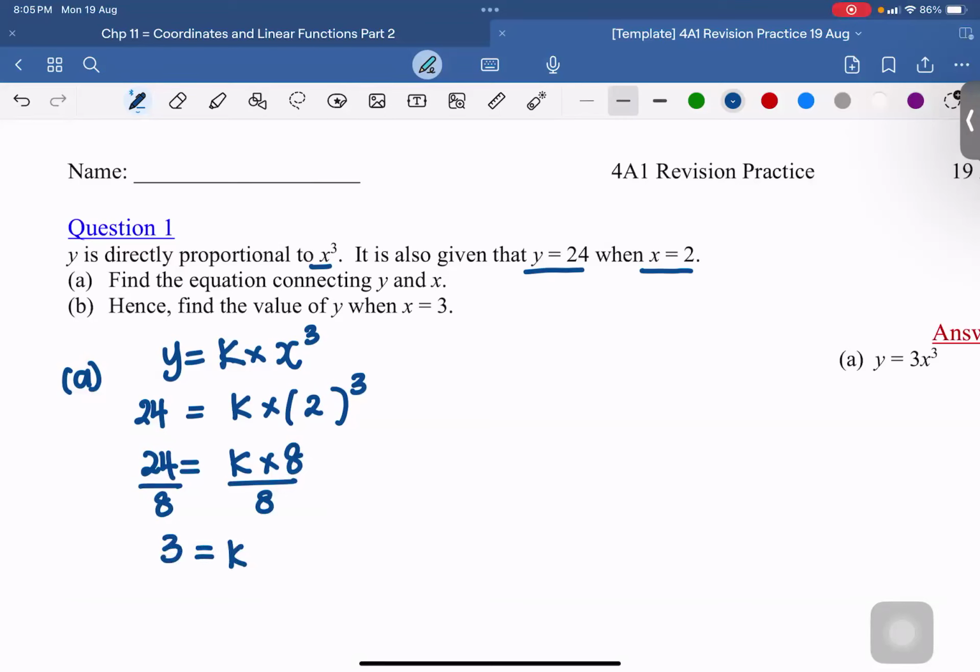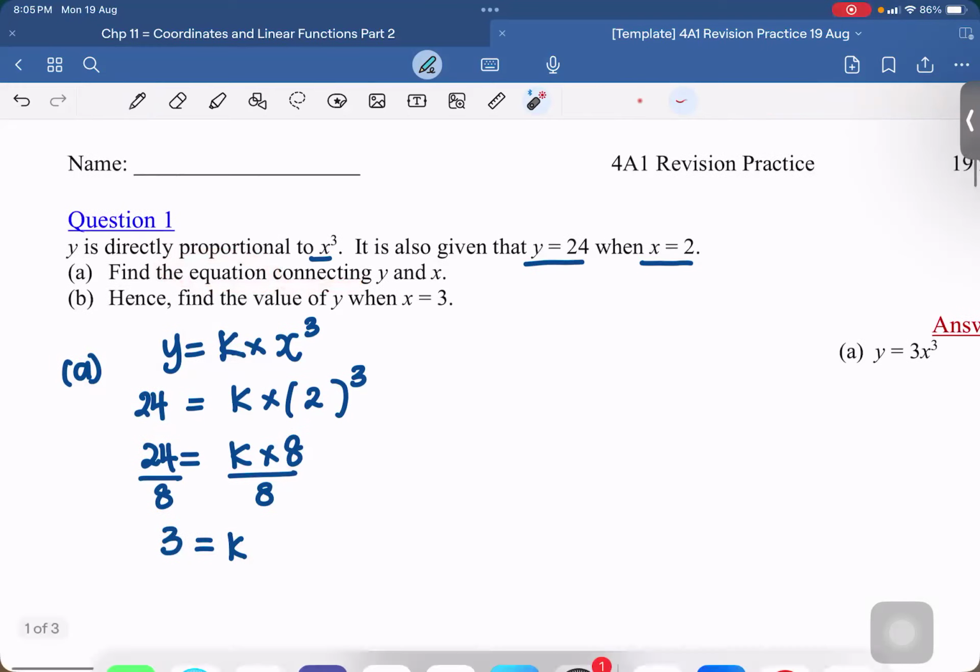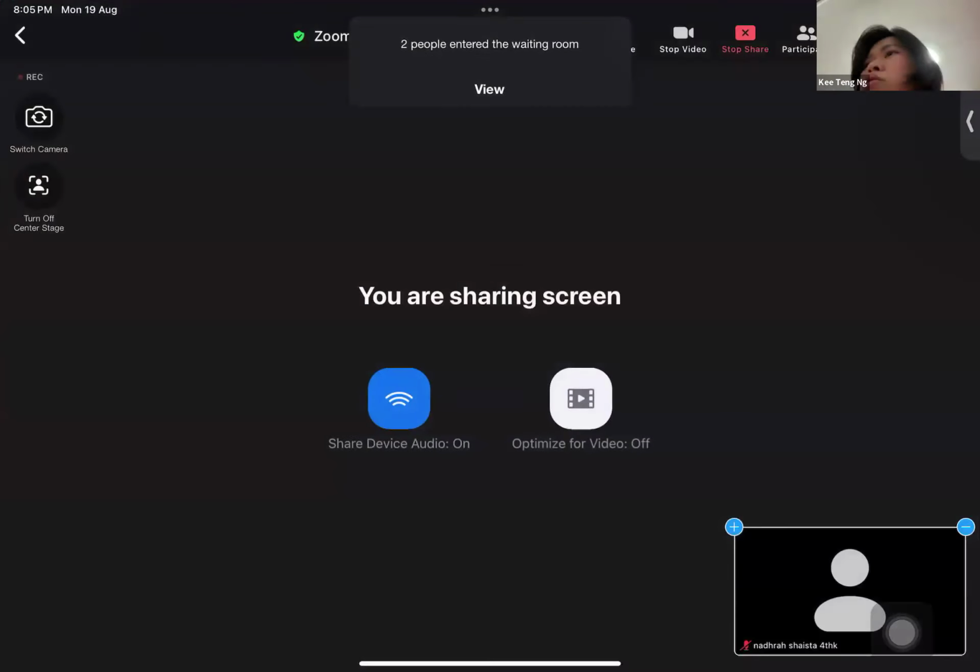But the question asks for finding an equation connecting. Okay, give me a minute. There are people entering our Zoom.